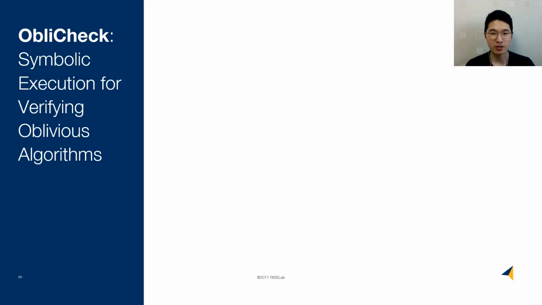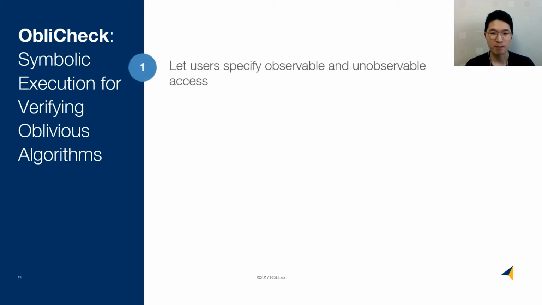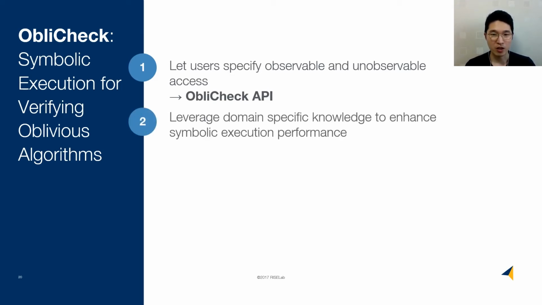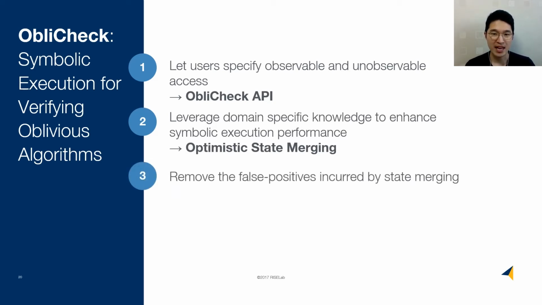To overcome the limitations of existing approach, we devised ObliCheck, specialized for verifying oblivious algorithms. Here are the core ideas. First, we let the user specify what is observable and unobservable access. ObliCheck provides API for programmers to do so. We leverage domain-specific knowledge of oblivious algorithms to improve the performance. Optimistic state merging is a technique for ObliCheck to merge different unobservable states. Finally, we improve the accuracy of ObliCheck by removing the false positive with iterative state unmerging.